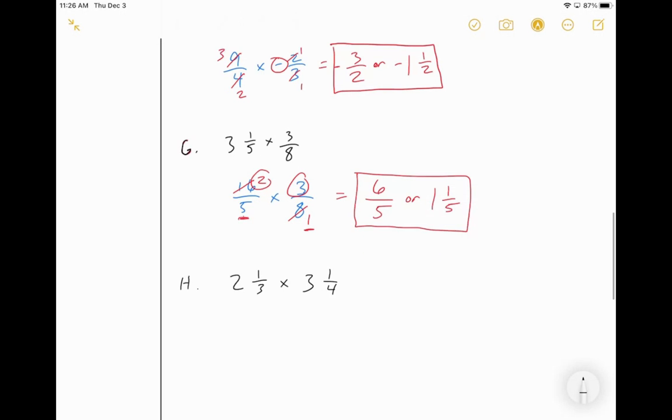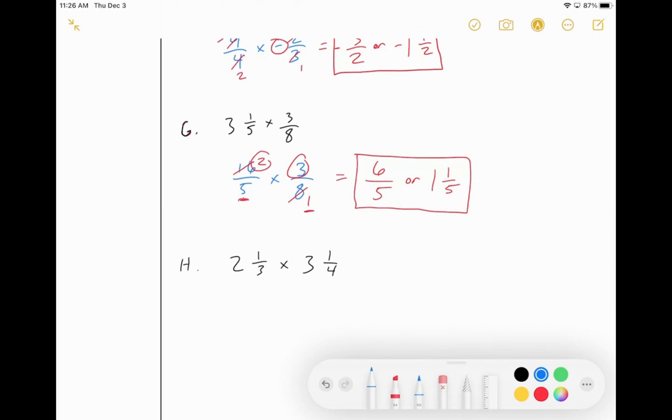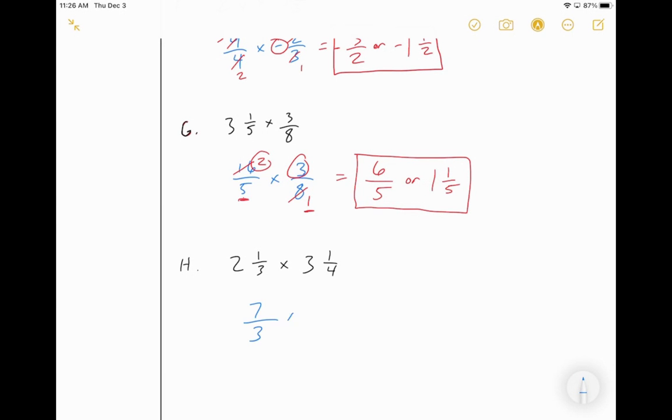All right, so I'm going to walk through this one with you guys, just in the interest of time. When you have two mixed numbers, same thing. Change them to improper fractions. So 2 times 3 plus 1, 7 over 3, times 3 times 4 plus 1, 13 over 4. Now, unfortunately, nothing cancels. 7, 3, 13, 4, they don't cancel. In fact, 3 out of the 4 numbers are prime numbers. It's not going to work.